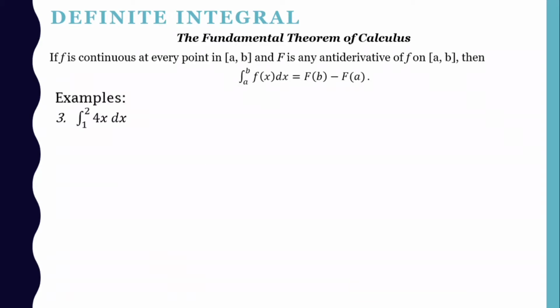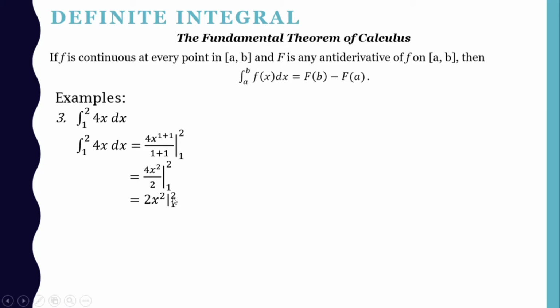Next example, we have the integral of 4x dx from 1 to 2. Again, get the integral of 4x. So that is 4x raised to 1 plus 1 over 1 plus 1 from 1 to 2. So simplify, that's 4x squared over 2 from 1 to 2. Take note, we can cancel out 4 and 2. So this will give us 2 and this will give us 1. Simplify, this is 2x squared over 1 or simply 2x squared, from 1 to 2.